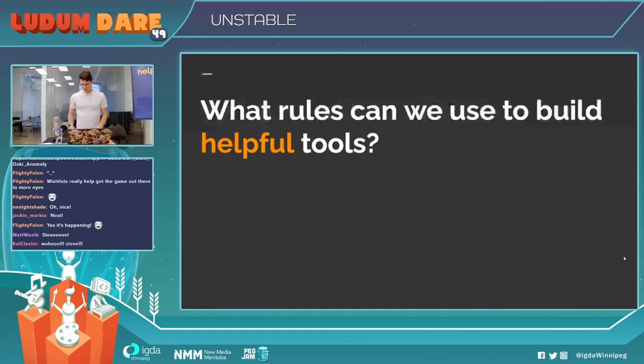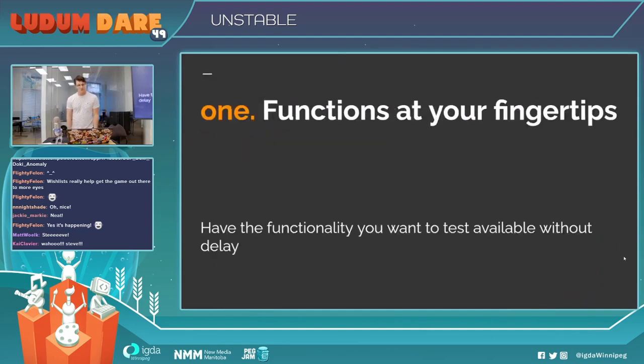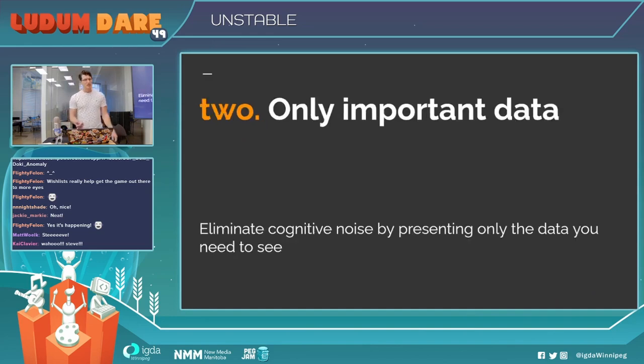So what rules can we use to make helpful tools? We want to make tools that we can test with immediately. We don't want to play through half our level to be able to test any particular function. And we want to see really only what we care about. If we have all these extra variables with us, it just presents a lot of cognitive noise and you have to think about too much.